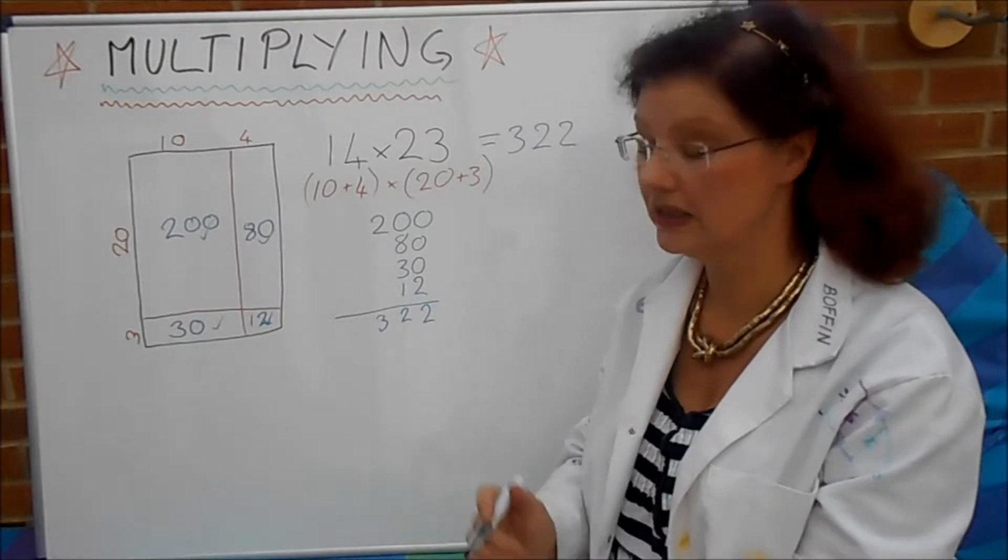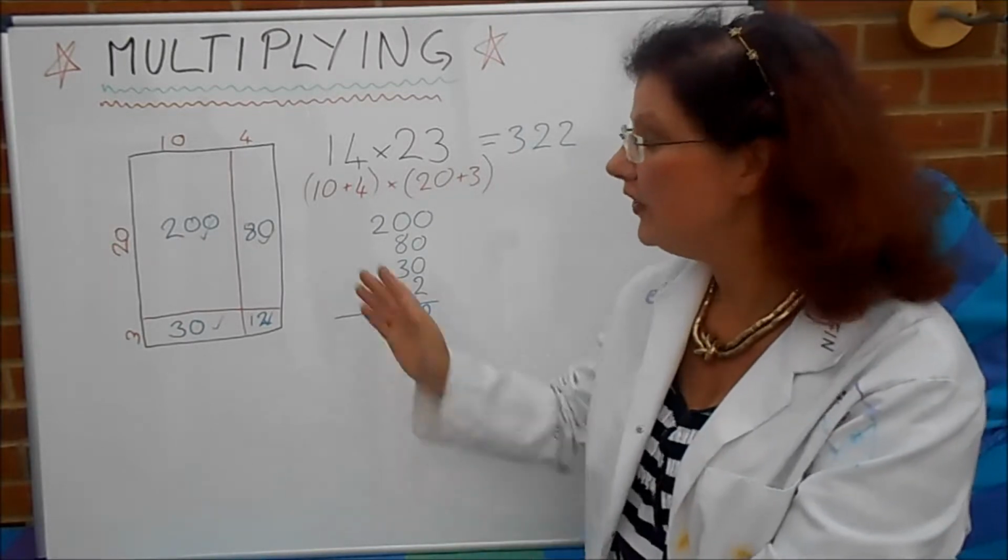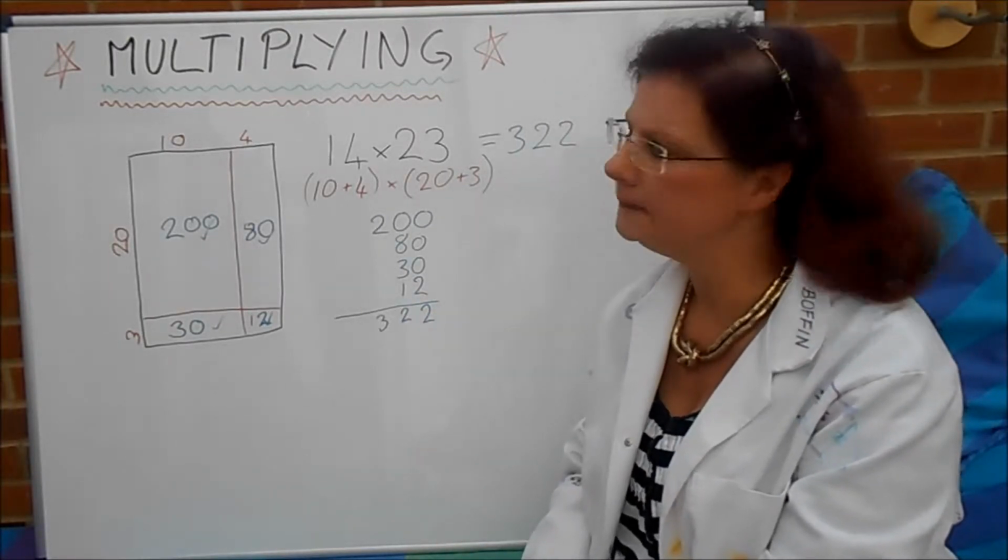322 is 14 times 23. So that's quite an easy way of doing it.